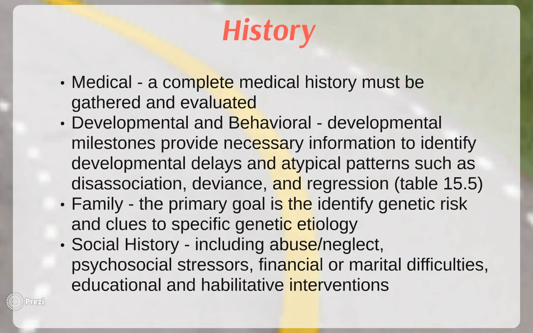Social history is trickier than one may think to gather. Parents or family members may actually be protective based on their education, cultural beliefs, family, or previous experience with students with disabilities. This may later impact their willingness to accept the diagnosis and treatment recommendations. It's important to gather information on abuse or neglect, psychosocial stressors, financial or marital difficulties, mental health or substance abuse, and behavior concerns.